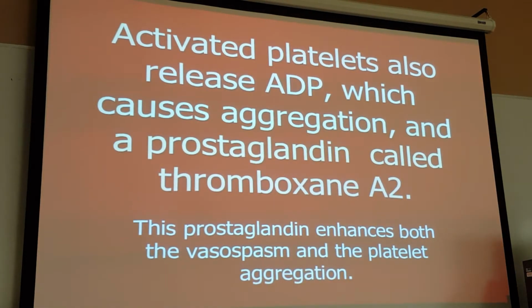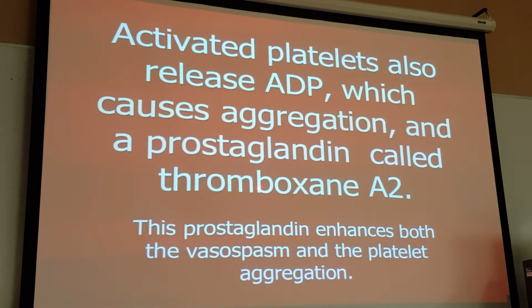Okay, and one that interests me a lot is thromboxane, which is a platelet aggregating factor. It is one we'll talk about. It's essential in the blood clotting process. This thromboxane, a prostaglandin released by platelets, enhances both the vasospasm and platelet aggregation, as well as being involved in certain clotting steps.